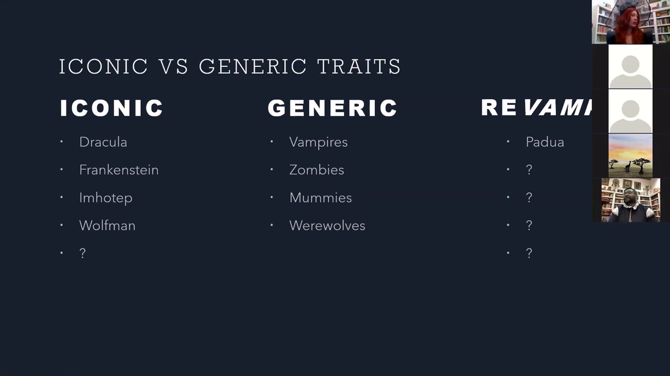Oh, dang it. Okay. I was just going to say, we're just focusing on the traits right now. So if you just think of a new type of vampire, for example, or a new type of reanimated corpse, or a new type of mummy, or a new type of werewolf, that's got traits that are specific to this new creature that are unique.